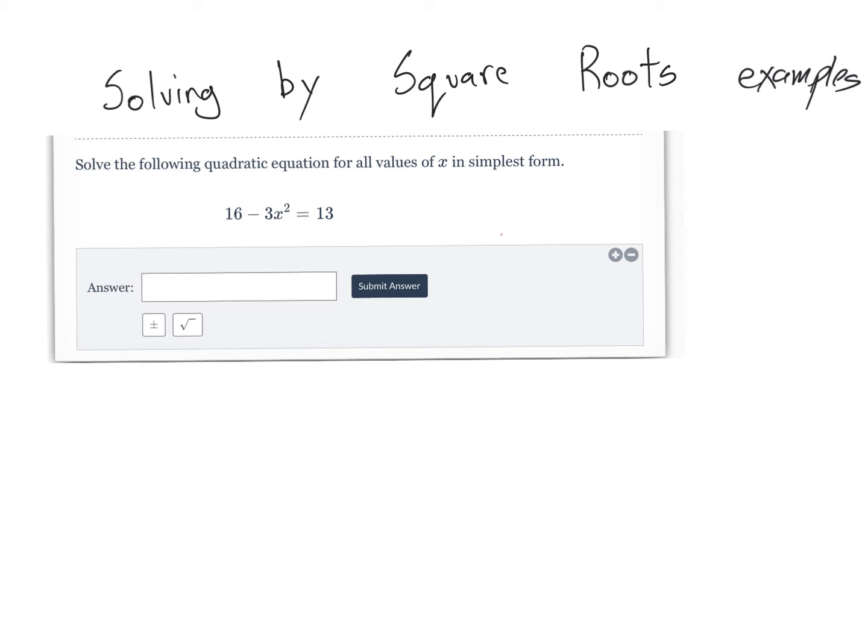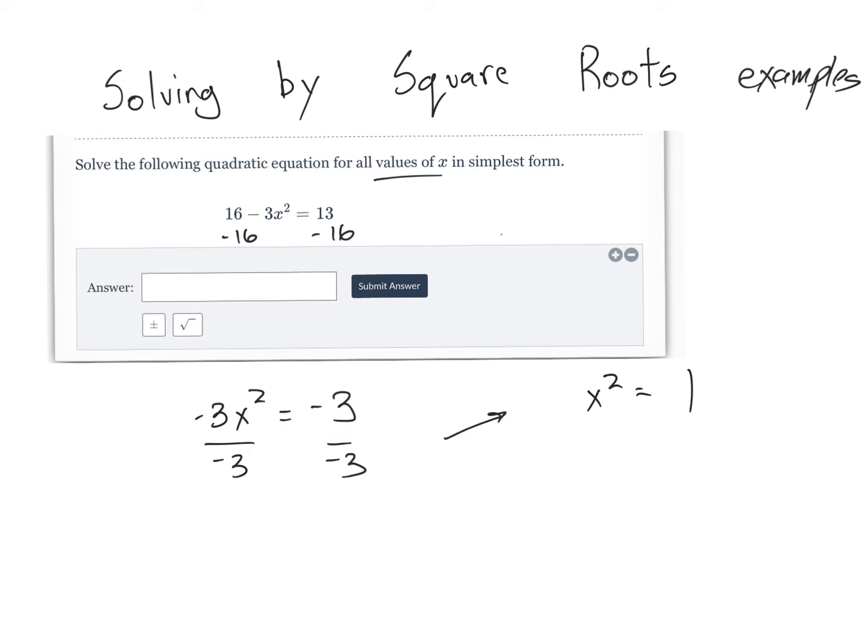So we want x squared by itself in this example, okay? So I'm going to subtract 16 on both sides. So I got negative 3x squared equals negative 3. So we're getting closer to getting x squared by itself. We just need to get rid of that negative 3. So let's divide negative 3 on both sides. And then we're sitting at x squared equals 1. All right, so we got x squared by itself, like I said. That's the first step, or the first main goal.